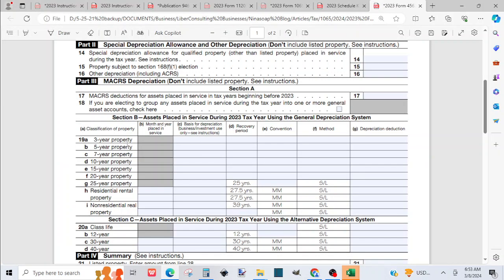So that is 5-year property. So that will be section part 3, section B. So that will be 5-year property, and basis for depreciation is 4. And before I put the number, let's put this one. Recovery period is 5. The conversion is a half year, and the method is straight line. So let's save that.